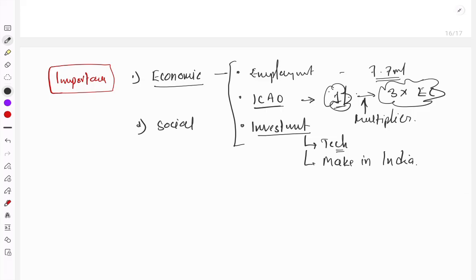From the social point of view it is also important, because if the remote tier 2, tier 3 cities are well connected, then medical tourism can be increased. So better facilities of medicines as well as the medical sector will be available to the people. So that way also it is a very, very important aspect.